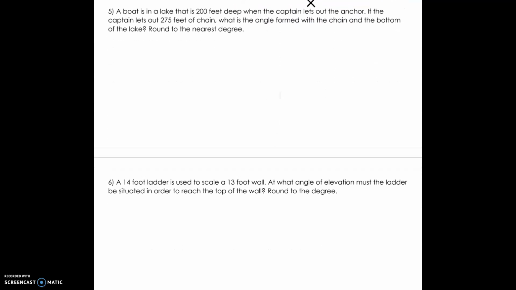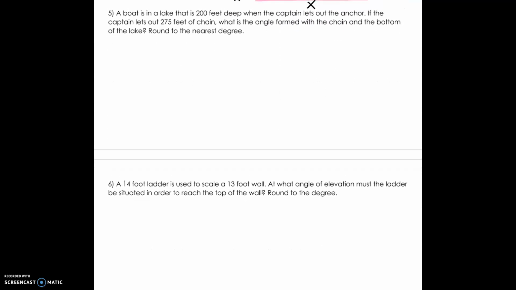For number 5, we have a boat in a lake that is 200 feet deep when the captain lets out the anchor. If the captain lets out 275 feet of chain, what is the angle formed with the chain and the bottom of the lake? Round to the nearest degree. All right, so we have a boat here that's on a lake, and the lake is 200 feet deep where the boat is.